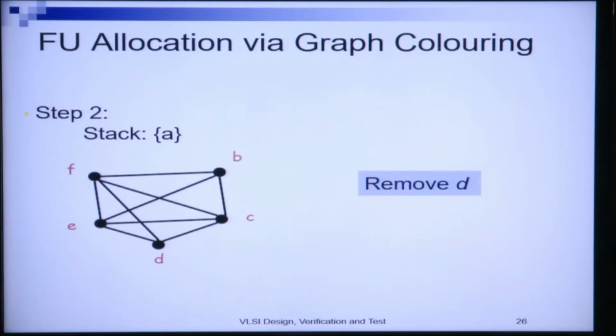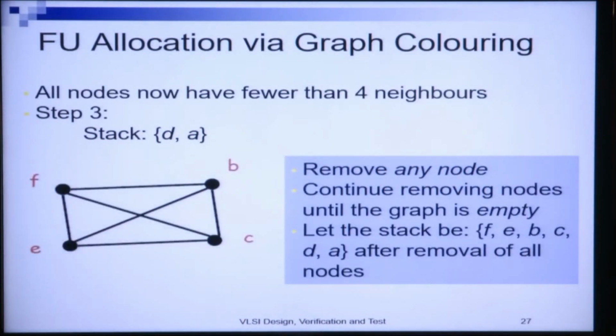Now, we have to find another node which has less than 4 neighbors. We are assuming that the graph is 4 colorable, and hence we are trying to find nodes with fewer than 4 neighbors. So, we choose D. D has 3 neighbors, and after we have chosen D, the residual graph is this one. D and A go into the stack. Now, we see that all the remaining nodes have less than 4 neighbors, and hence I can choose in any order. So, we can remove any node.